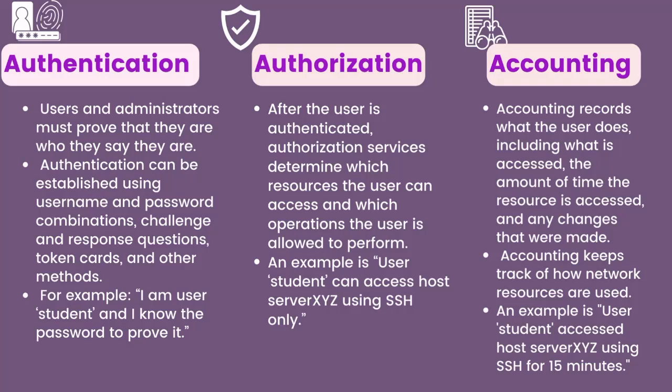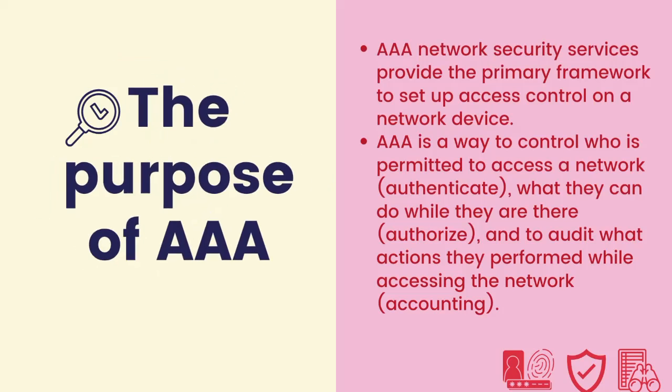Lastly, accounting. Accounting records what the user does, including what is accessed, the amount of time the resource is accessed, and any changes that were made. Accounting keeps track of how network resources are used. An example is user student accessed host server XYZ using SSH for 15 minutes.